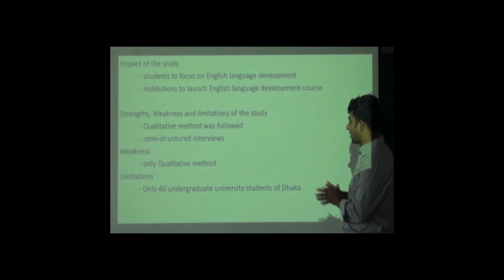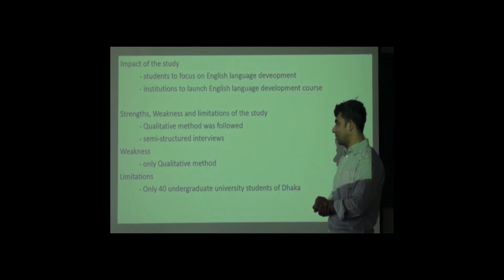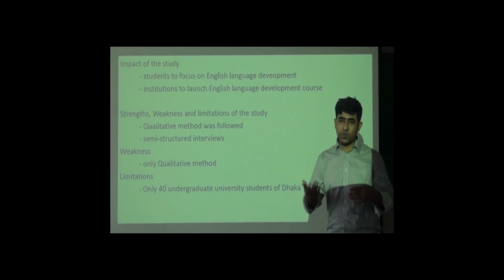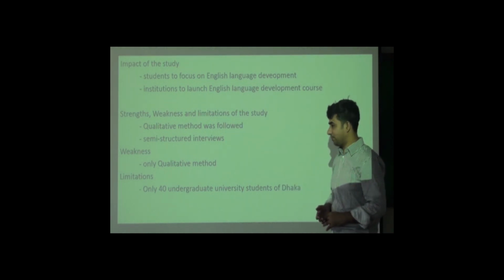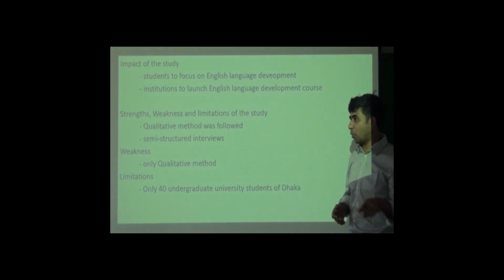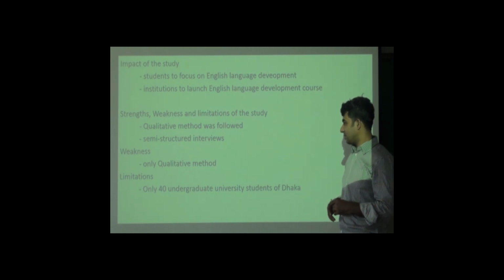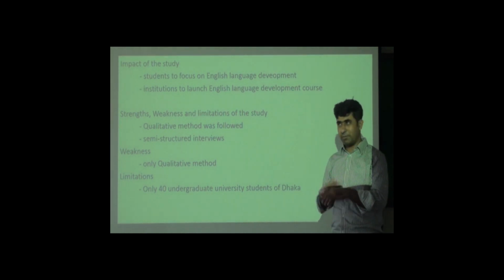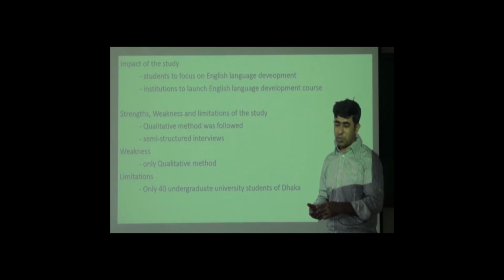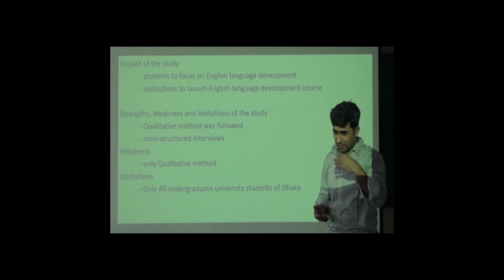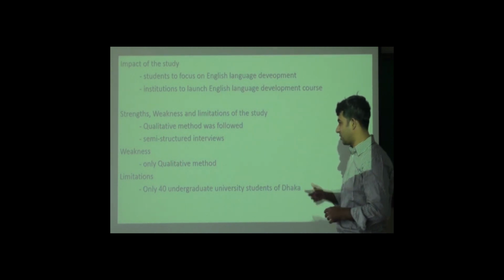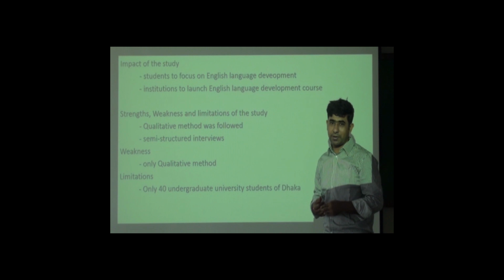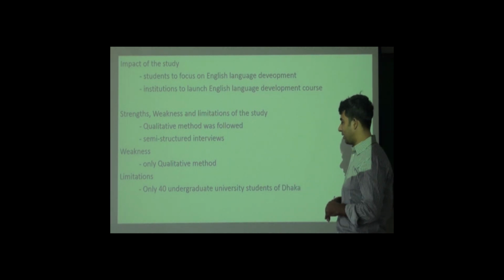Strengths, weaknesses, and limitations of the study. The qualitative method was followed, with semi-structured interviews, in which it was easy to ask questions that were not even set based on the points. And a weakness: only the qualitative method was followed. If a mixed method was followed, probably the outcome could be better and more data could be found. And another limitation is that only 40 undergraduate students were covered in the interviews.